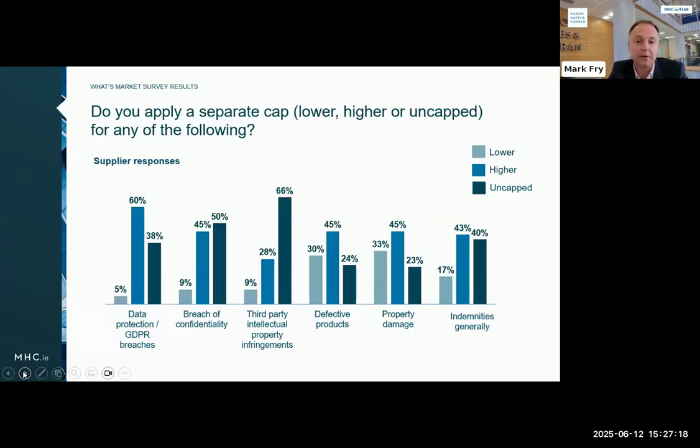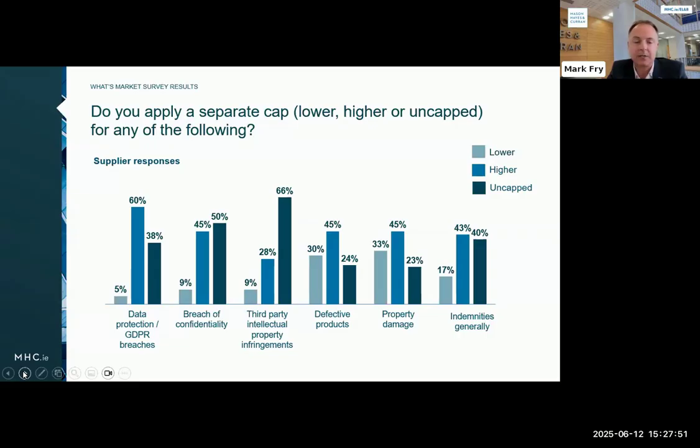For third-party IP infringement, we can see that 66% of suppliers have indicated they would apply uncapped liability for third-party IP infringement. Now, that largely does align with previous year's data. So in 2022 and 2023, we had an equivalent number, about 68% indicating they'd apply uncapped for third-party IP infringement. And that's generally expected, and we would say in practice is generally provided by suppliers where they're using their own proprietary IP. They're generally willing to stand over their own proprietary IP.